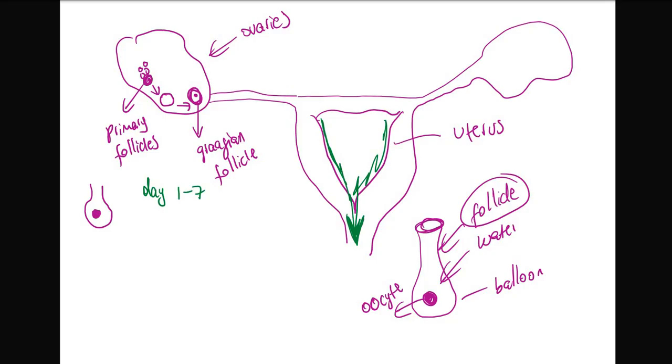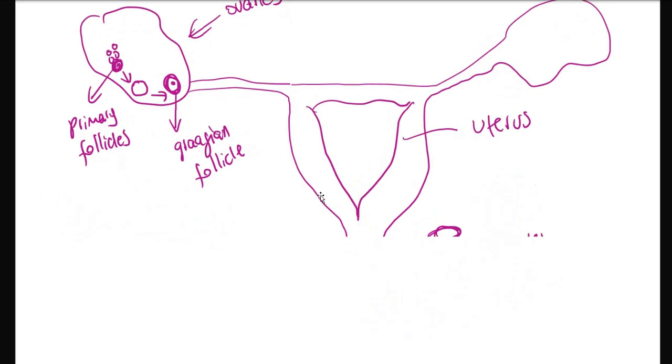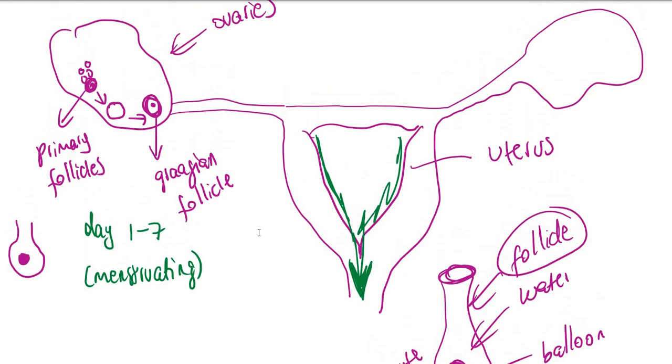So what you must understand is that as the primary follicle is growing to become a Graafian follicle, during that time you will be menstruating. That is the menstruation part. I know you understand me better because you are ladies. Some ladies take 4 days menstruating, some take 5, some take 3, because this is different for each lady. But in general, from day 1 to day 7, you're going to be menstruating.